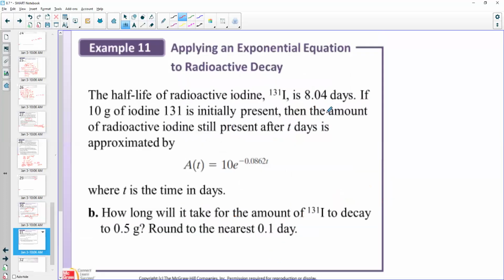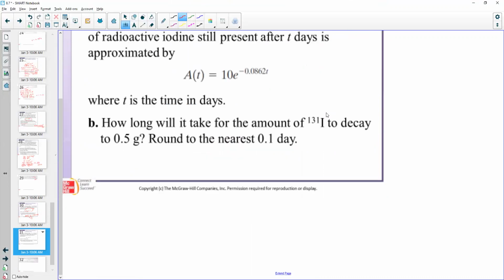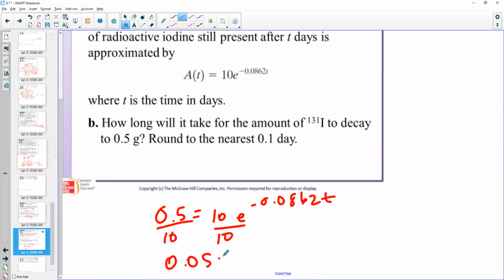Okay. We're going to now, same formula, it says how long will it take for the amount to decay to half a gram, round to the nearest tenth of a day. So instead of finding the amount, we're finding the time. So I'm going to put 0.5 as the amount equals 10 e to the negative 0.0862 t. Well, I'm going to get rid of the 10 first. I can divide by 10. So that's going to get me 0.05 equals e to the negative 0.0862 t. Well, now I can just take the ln of both sides.